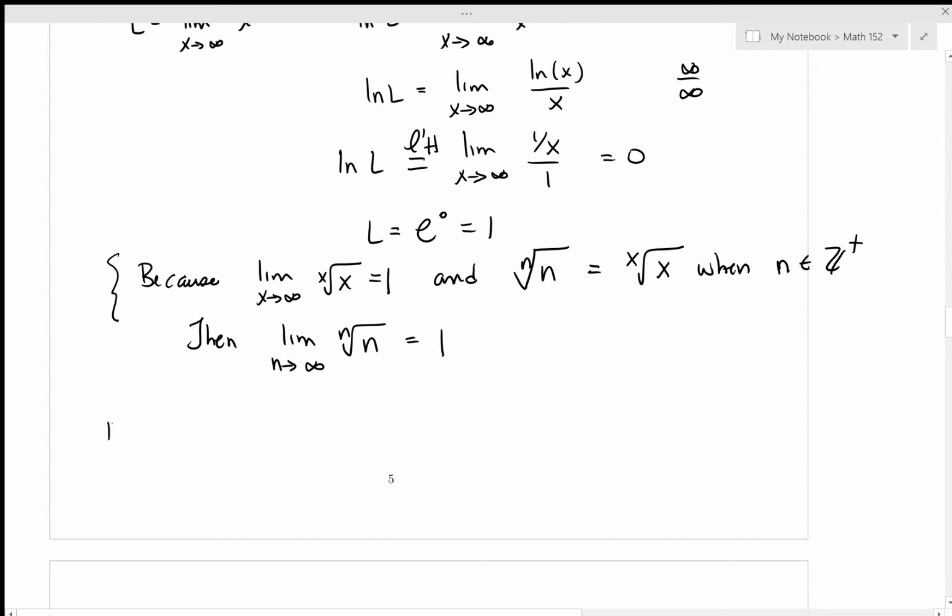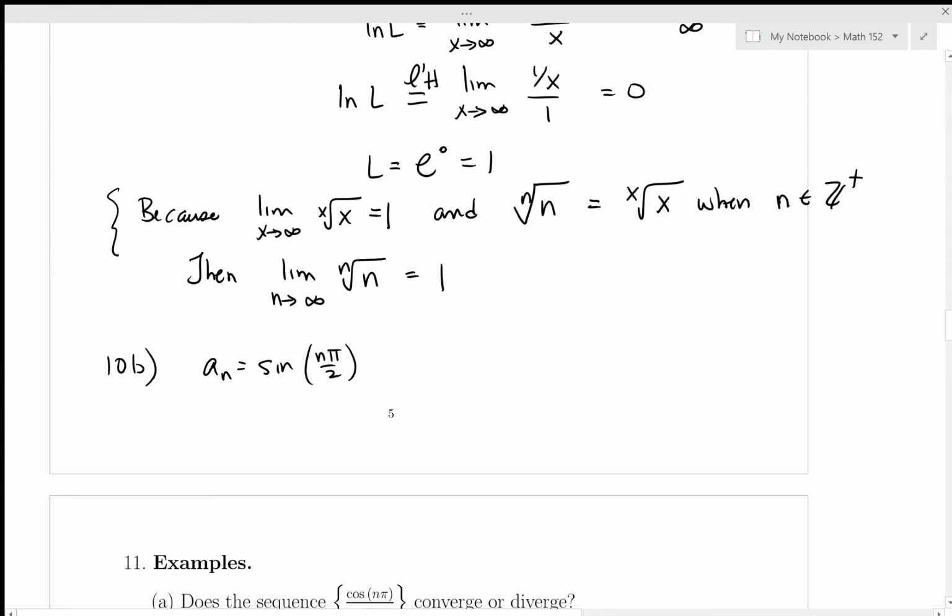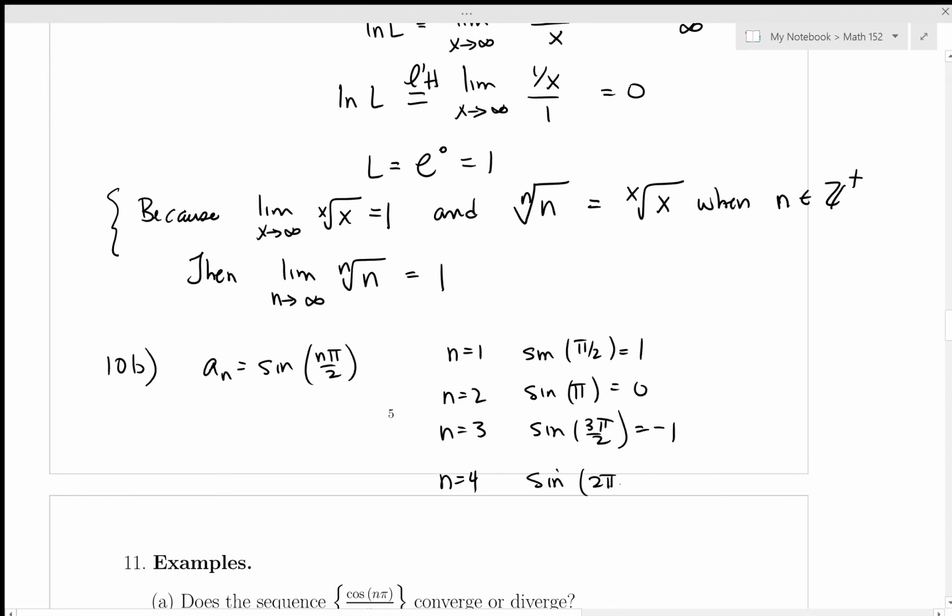All right, what was the second question? That was B. Now we're wondering, is this sequence convergent or divergent? Let's take a look at some of the values. If n is equal to 1, then we have the sine of pi by 2, and that is 1. When n is 2, we have the sine of pi, that is 0. When n is 3, we have the sine of 3 pi by 2, and that is minus 1. When n equals 4, we have the sine of 2 pi, and that is equal to 0.